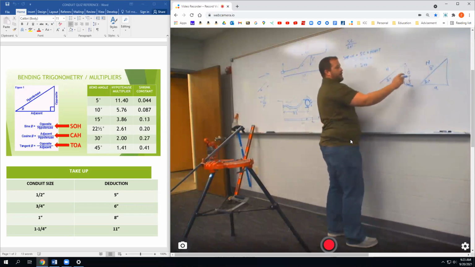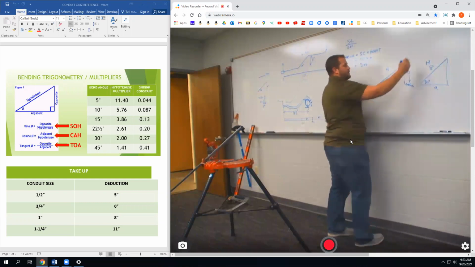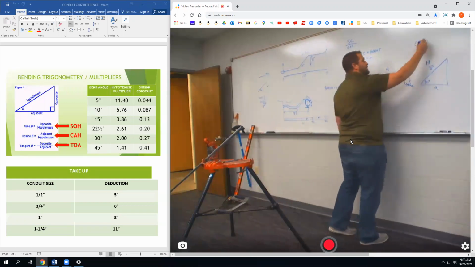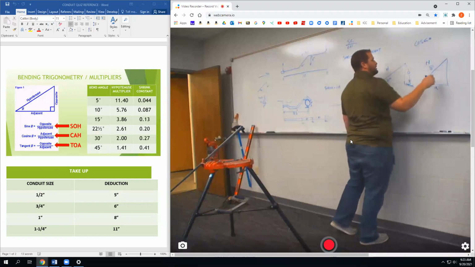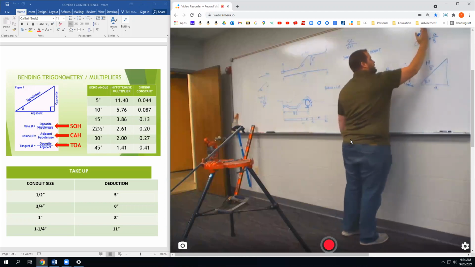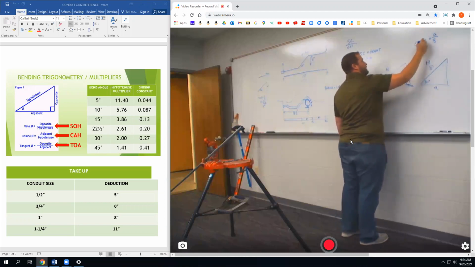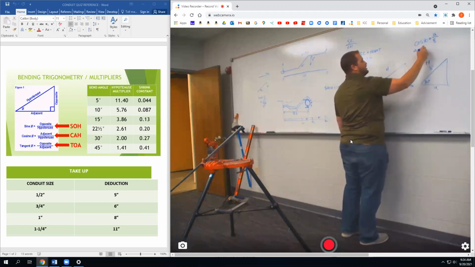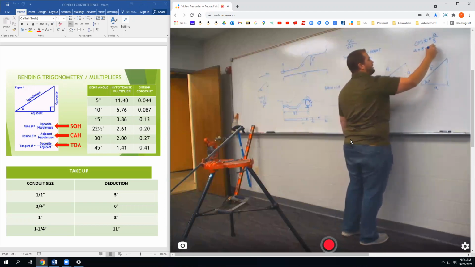So find the function. We have an adjacent, we have a hypotenuse. So what function are we using? Cosine. So what's the formula? Cosine of the angle equals adjacent over hypotenuse. So A over 8. And this is 30. So cosine of 30. A equals 8 times the cosine of 30.